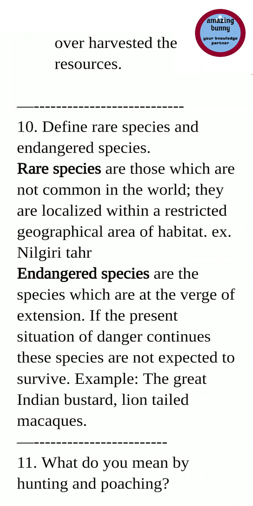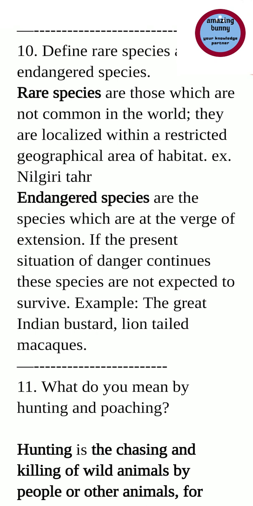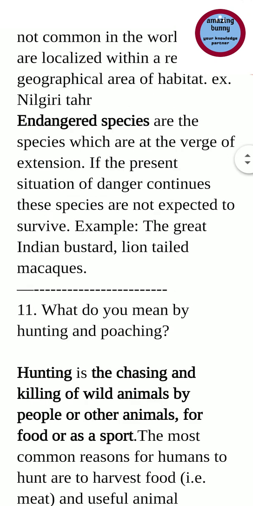Define rare species and endangered species. Rare species are those which are not common in the world. They are localized within a restricted geographical area of habitat, for example, Nilgiri Tahr. Endangered species are the species which are on the verge of extinction. If the present situation of danger continues, these species are not expected to survive. Examples: the great Indian bustard, lion-tailed macaque.